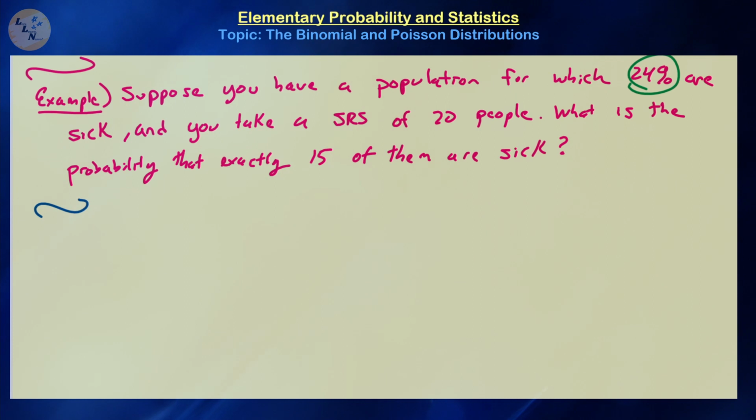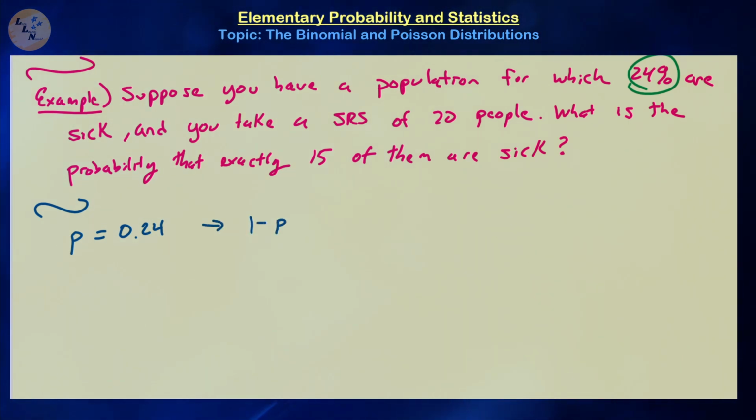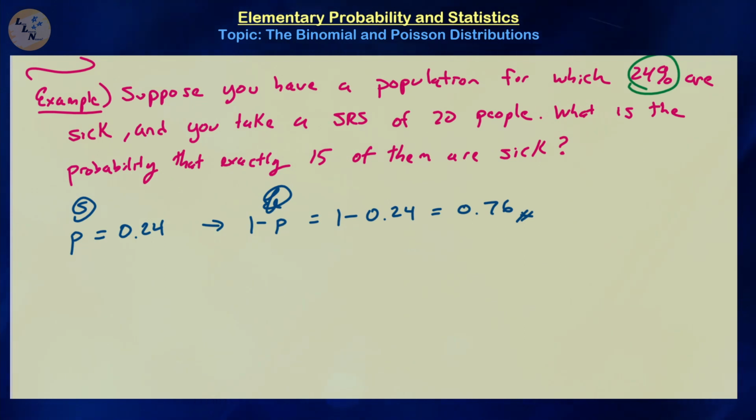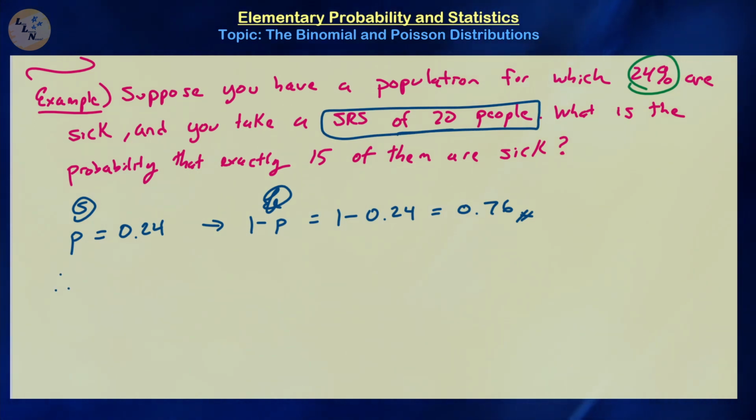So what we have here is that the probability of success for a particular event is going to be equal to 0.24, which means that the probability of failure, some people usually represent this as Q, is going to be 1 minus 0.24, which is going to be equal to 0.76. So that's the probability of failure. So from here, what can we do? What we're doing is we're taking a simple random sample of 20 people. So that means the sample size is going to be equal to 20.